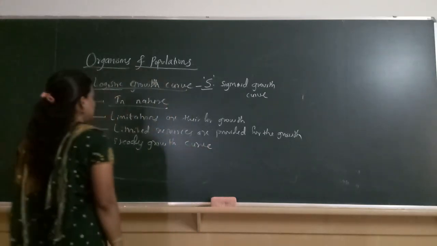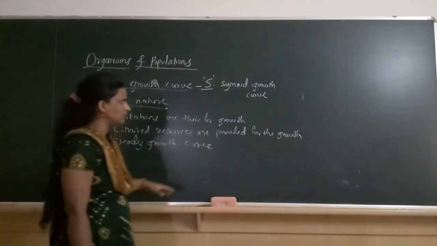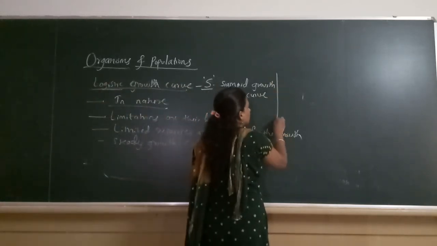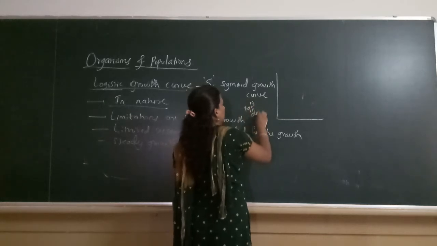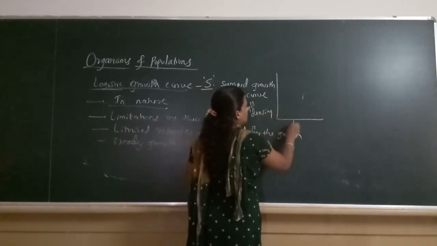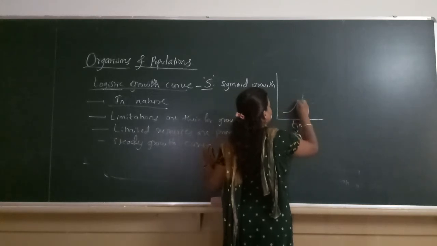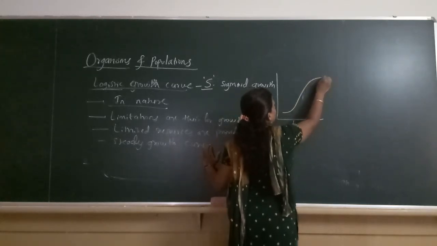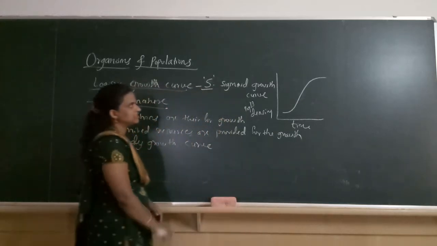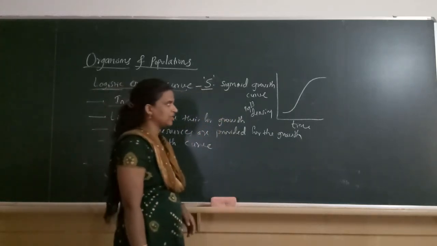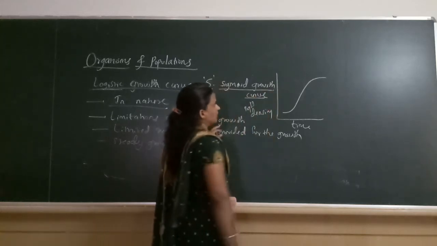Okay, these are the factors which affect the logistic growth curve. Okay, how is that logistic growth curve? This is population density, this is time. Okay, and how is it? It should be like this. See, it should be like this. What is the shape of the growth curve? That is S shaped. It is also called sigmoid growth curve.